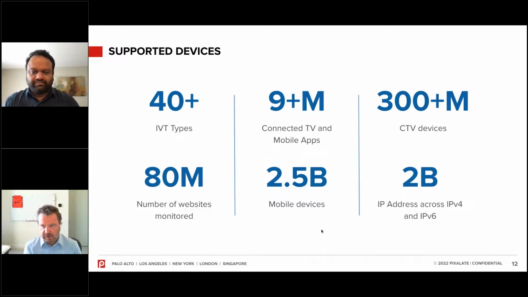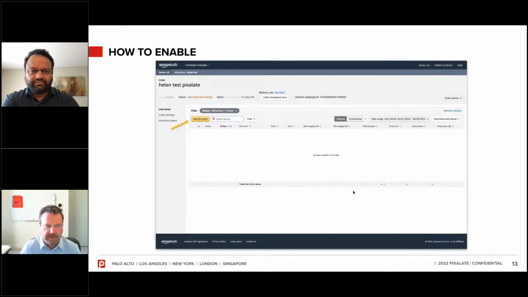We also see signals across 300+ million CTV devices. We monitor 80 million websites, 2.5 billion mobile devices, and between IPv4 and IPv6, we see 2 billion unique addresses. So these are what we support, and when you're using our pre-bid filters on Amazon DSP, this is the breadth of what the supported device size looks like.